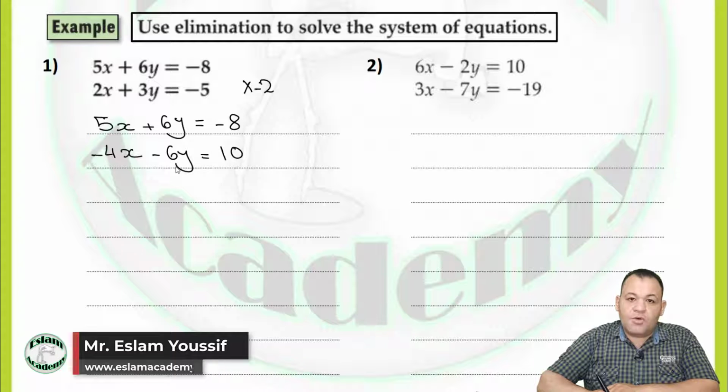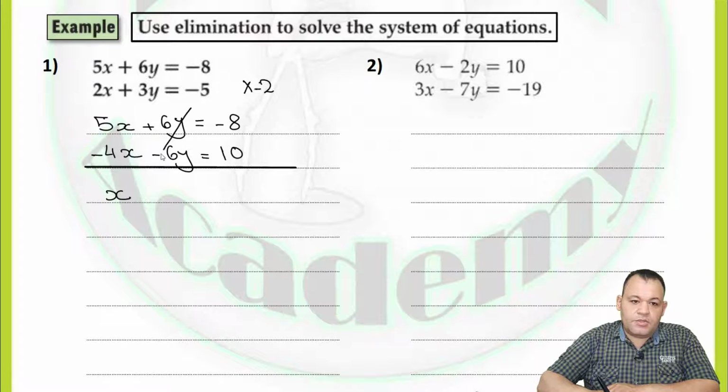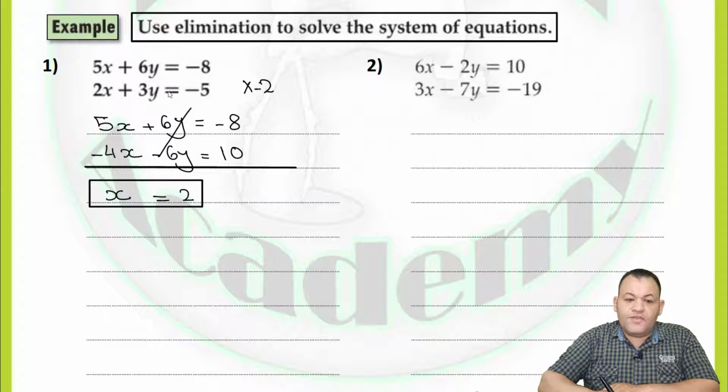Now they have the same coefficient but with different signs, so we can add them. 5x plus negative 4x equals 1x. Positive 6y plus negative 6y equals 0. Then negative 8 plus 10 equals 2. Now we find the value of x. In one of the equations, choose any one that you want, use x equals 2 to find the value of y.